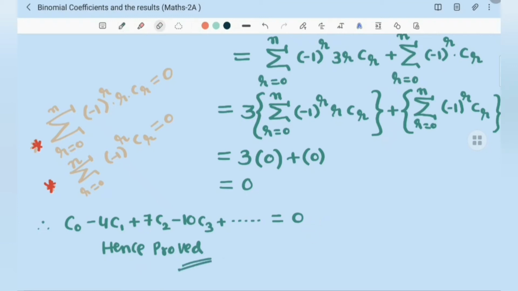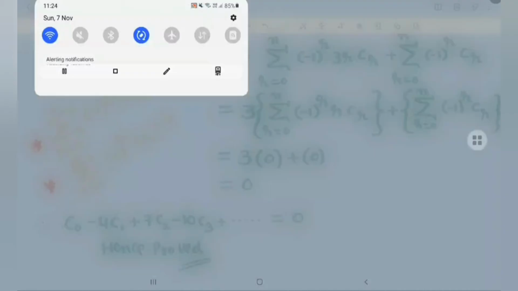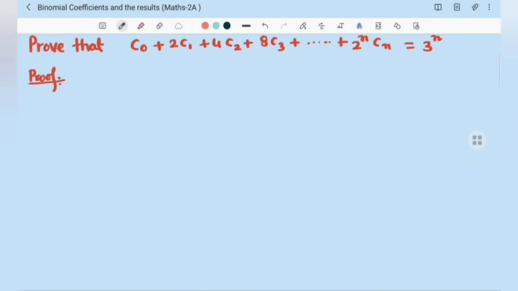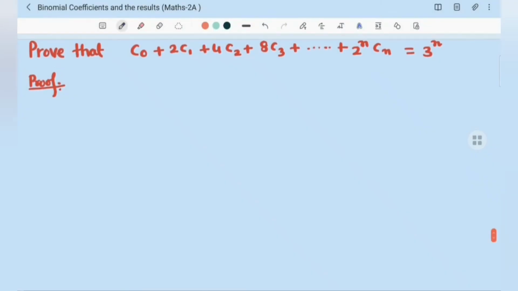We'll move to the next one. The next question, which is very important for 2 marks. Prove that C0 plus 2C1 plus 4C2 plus 8C3 plus and so on 2 power n Cn equal to 3 power n. To prove this result, we need to recollect the formula for 1 plus x whole power n expansion.